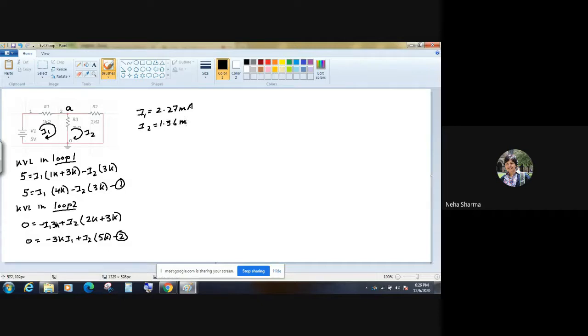Now, I'm finding I1 and I2, but I am also looking for the voltage drop across the 3 kilo ohm resistance. The voltage drop across the 3 kilo ohm resistance will be given by 3K times the current flowing through it. So I can write it as I1 minus I2, and if you solve, it should come as 2.79 volts. So these are the results that we got when I solved the circuit using mesh analysis.